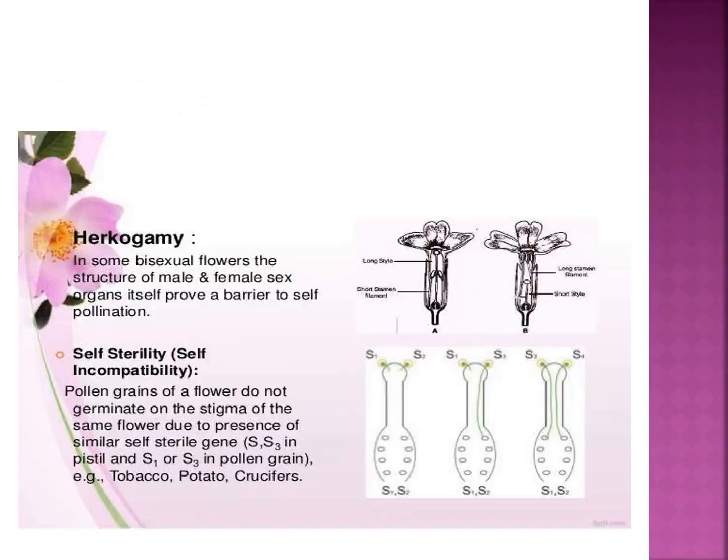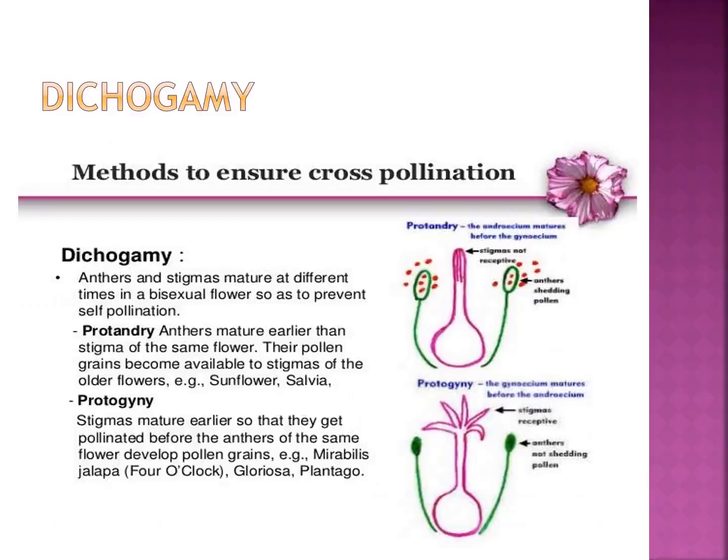So I already told the picture and explained. Now recollect the picture. Next one. So the methods of cross pollination, the dichogamy. This is also already explained. So the protandry and protogamy.